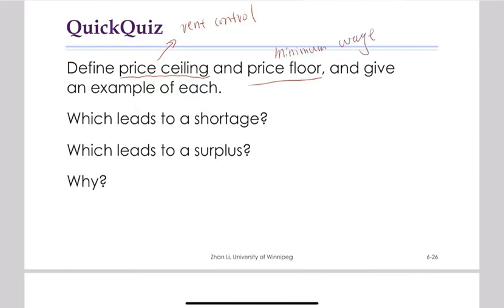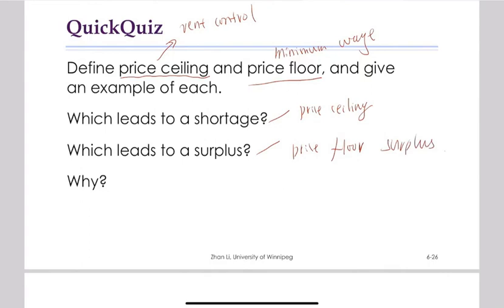Which leads to a shortage, which leads to a surplus, and why? Well, for minimum wage, we learned that there would be some surplus. For rent control, we know that there would be some shortage. So we could say that a price ceiling would lead to shortage, and we could say that a price floor will lead to surplus.